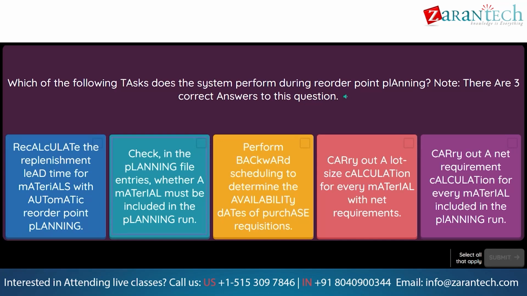Option 2: Check, in the planning file entries, whether a material must be included in the planning run. Option 3: Perform backward scheduling to determine the availability dates of purchase requisitions. Option 4: Carry out a lot size calculation for every material with net requirements. Option 5: Carry out a net requirement calculation for every material included in the planning run.